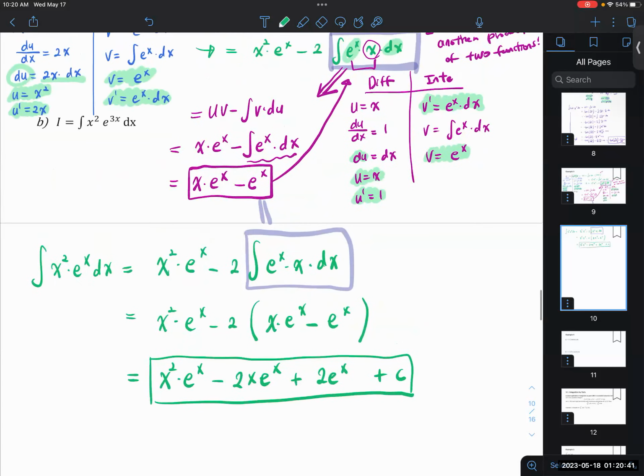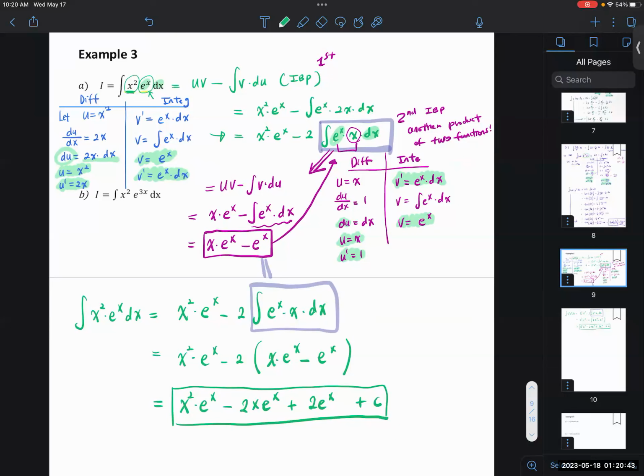So in this question, you had two IBP methods to find the final answer. So keep in mind, sometimes you might need to do a second and third IBP method, depending on the question. All right, we got this. How do you feel? Getting better?